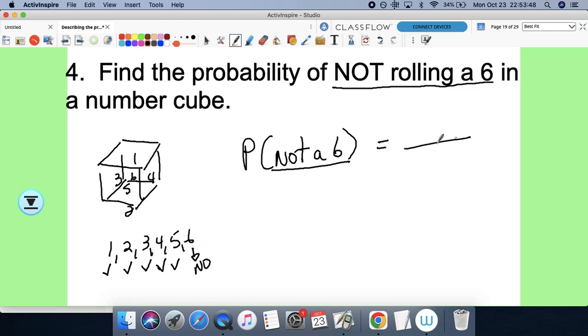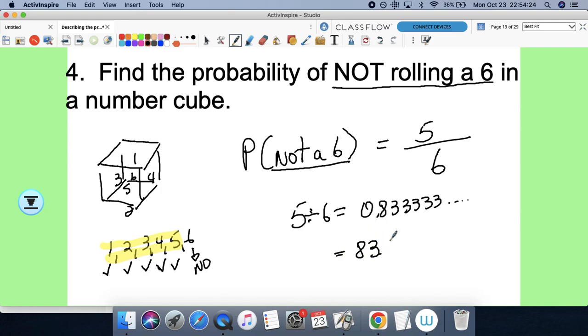So again, what's the total number of outcomes that we can have? We can have 6 different outcomes, but not a 6 would be the 1, the 2, the 3, 4, or 5. So that is 5 over 6. Divide this, and you can have 0.8333333 forever and ever. We can change that to a percent, which is 83.33%.